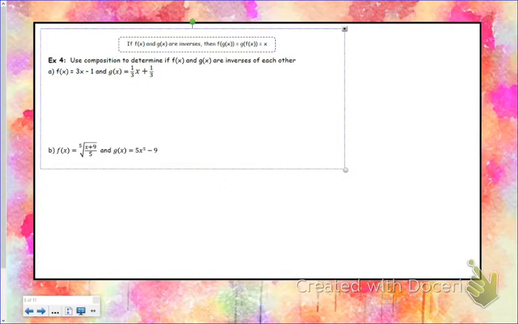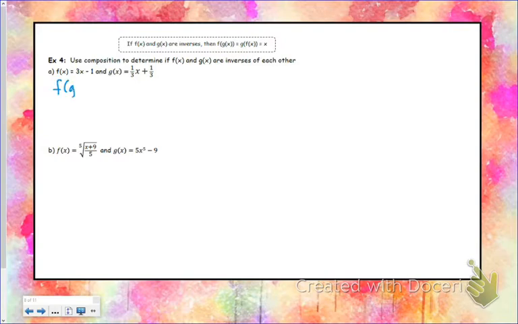So something else that we can use inverses for that is helpful is we can determine if functions are inverses by using composition, which we did last class. So what we're going to do is composition with f of g of x, and then we're also going to do g of f of x. Now, if this works out, we will get x, just x by itself, for both of our answers. So let's start with f of g of x.